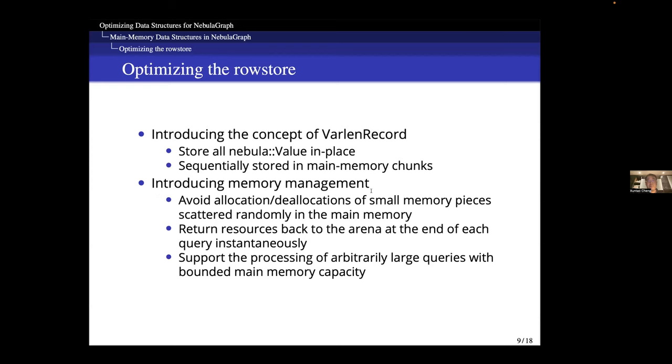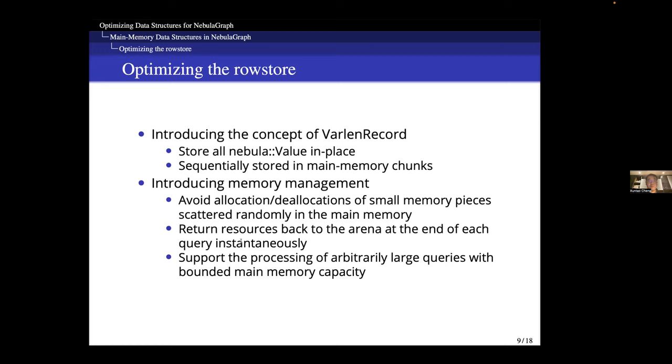We are also introducing memory management. Currently in NebulaGraph, we do not have a memory management module. We are relying on the PMR functionality of C++, but for the time being, we are introducing this functionality. With memory management, we can avoid the allocation and deallocation of very small memory pieces that are scattered randomly in main memory. We can reduce memory fragmentation. We can also improve the allocation performance of small memory pieces. In the query engine, there are a lot of places where we frequently use small memory pieces, so this can be improved significantly by memory management.